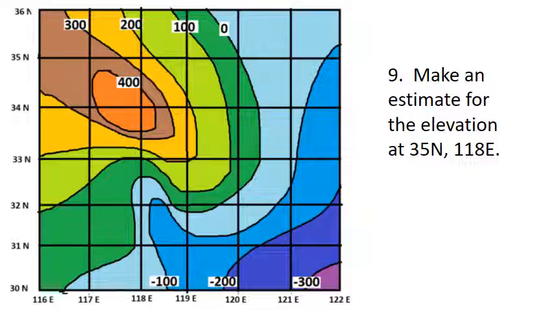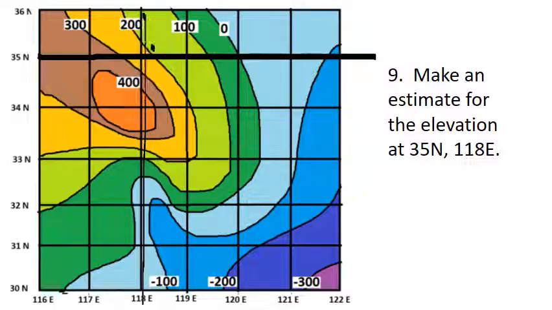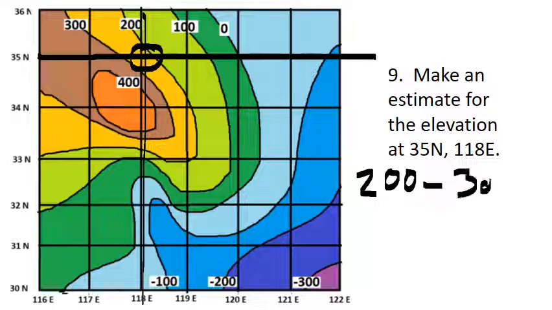Make an estimate for the elevation at 35 north and 118 east. Well, 35 north is this line right here. 118 east, this line right here. So it's in that area there. It's kind of in that orangey colored. Well, anything inside that area is 200 to 300 in height. If you want to say it's halfway in between and say, you know what, I'm going to split the difference and say it's 250, that's fine, because that's a number that falls within that range. We're estimating it's somewhere around 250.